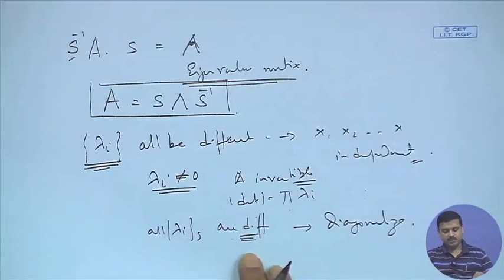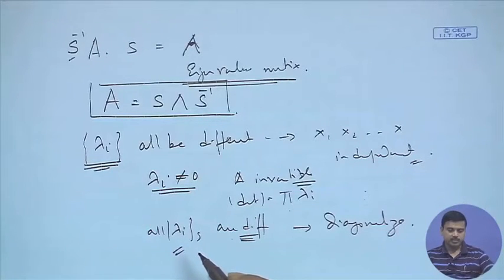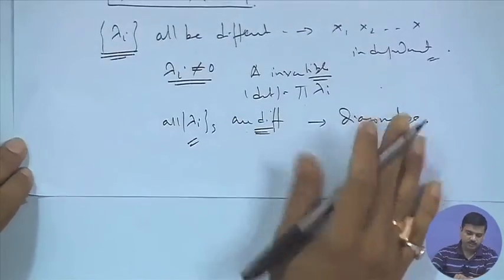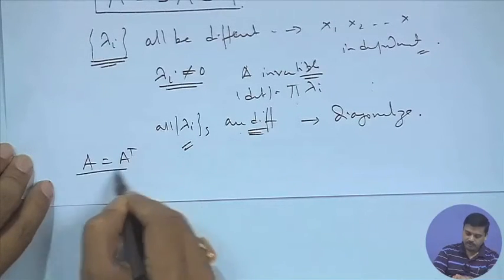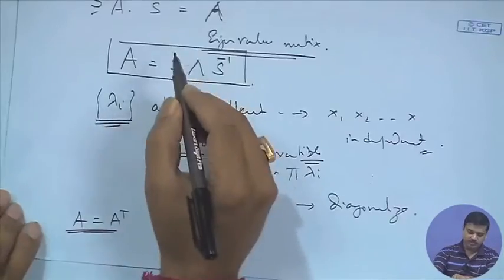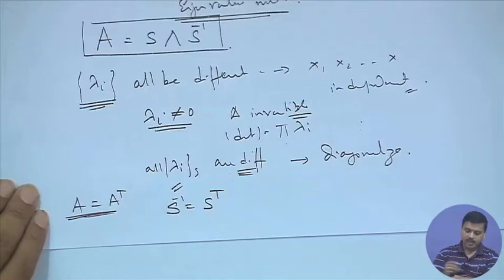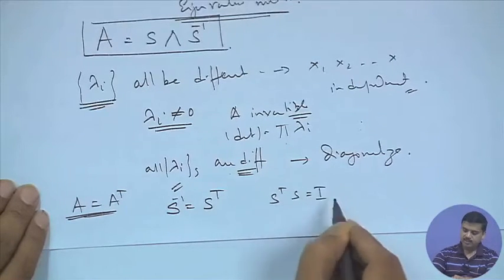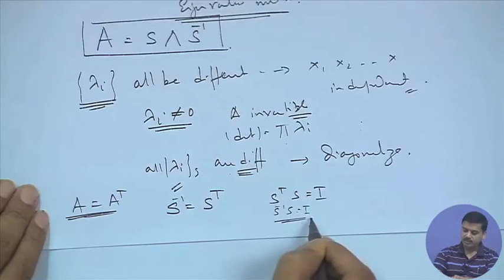This is an important result. So if we have to diagonalize this, then I need all of the lambda i's to be different. If you have a symmetric matrix, as we have seen, that means when A is equal to A transpose, you can get S, that means what we have over here, S inverse is equal to S transpose. And S definitely, if S inverse is equal to S transpose, then S transpose S is equal to I. So basically S inverse S is equal to I. This is a well known result.